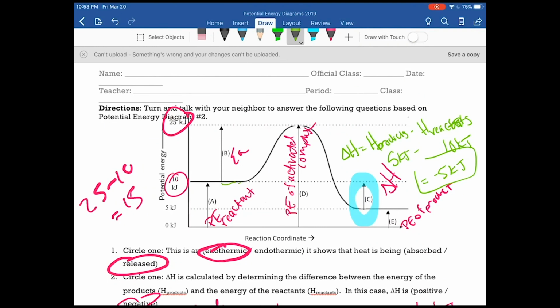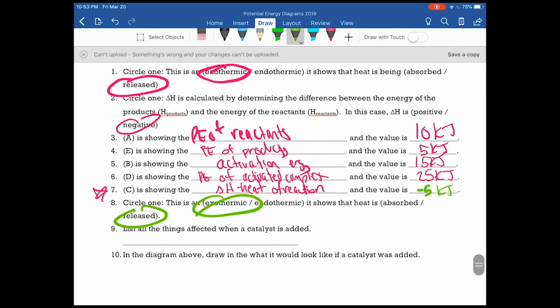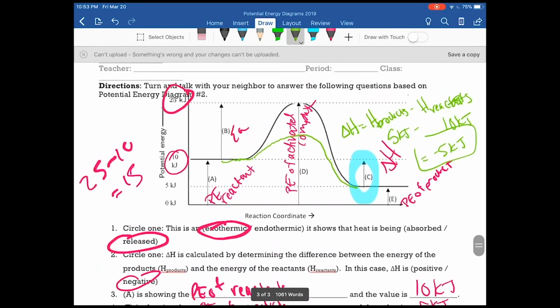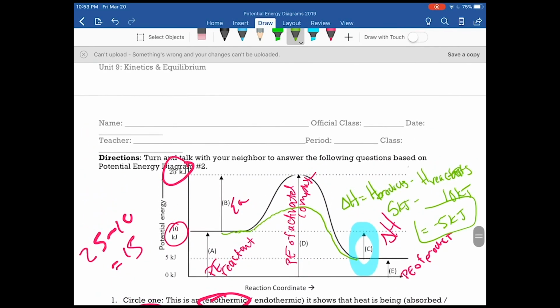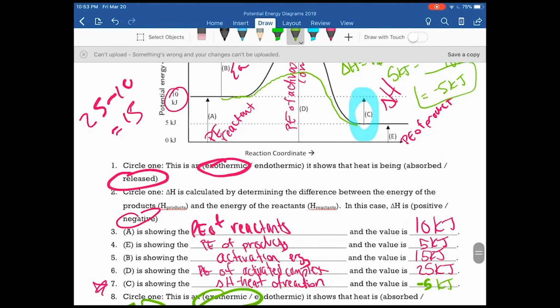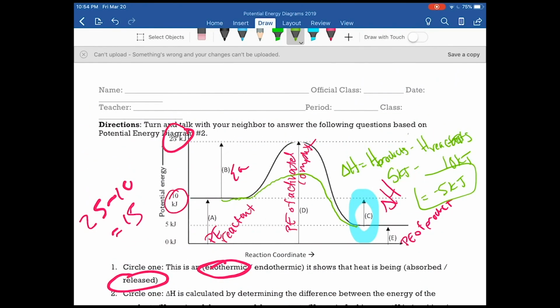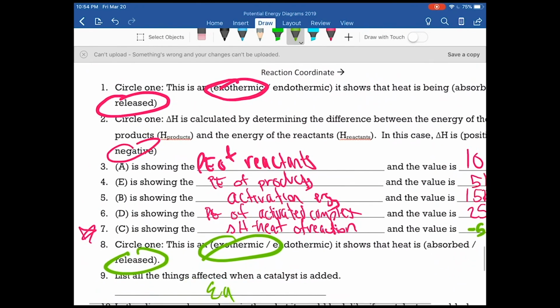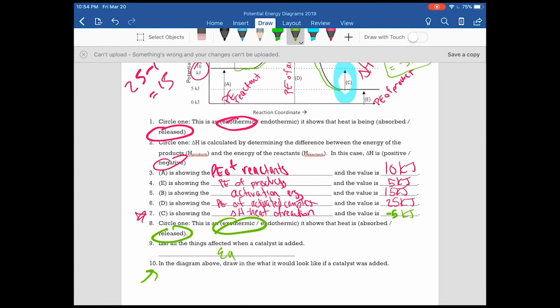If you were to add a catalyst, it doesn't change where you start. All it does is lower that peak. So what I just drew was number 10. The thing affected by a catalyst is the activation energy. With that being said, that is all the basics of potential energy diagrams that you need to know. Tomorrow, there is a sheet for you to practice with this. If you're confused, go back and read it, watch the video again, look at the YouTube videos we posted, look at the readings we posted, but this should not be incredibly difficult.